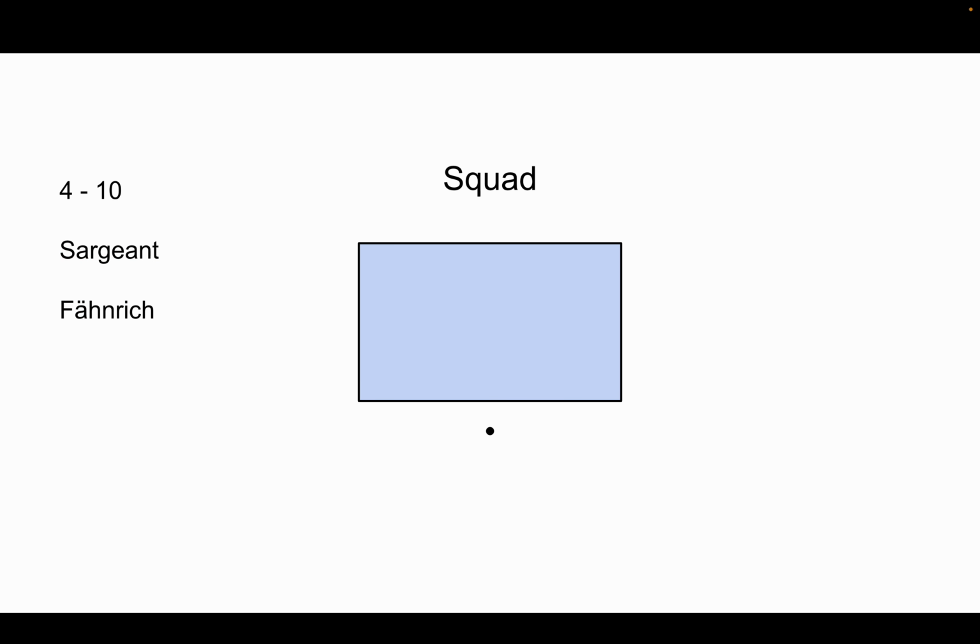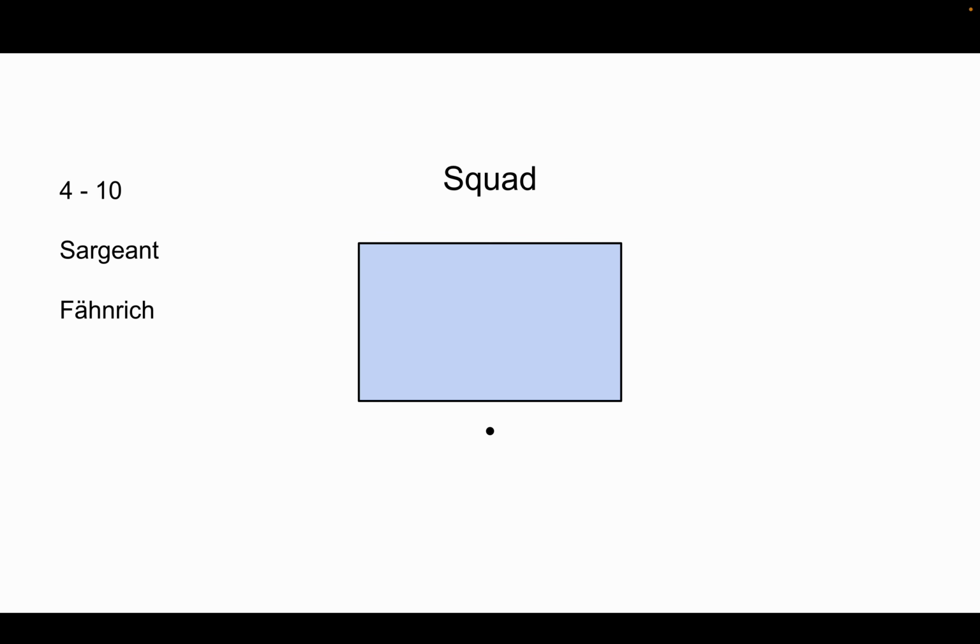So first, we're talking about unit size. That's really important. Before you even begin to talk about whether it's an infantry unit or a cavalry unit, you need to first learn the size of units. So the smallest important unit is called a squad, around 4 to 10 people. It's a small group, and it's typically led by a sergeant in the British or American armies, and it's also commanded by a Fähnrich in the German army.